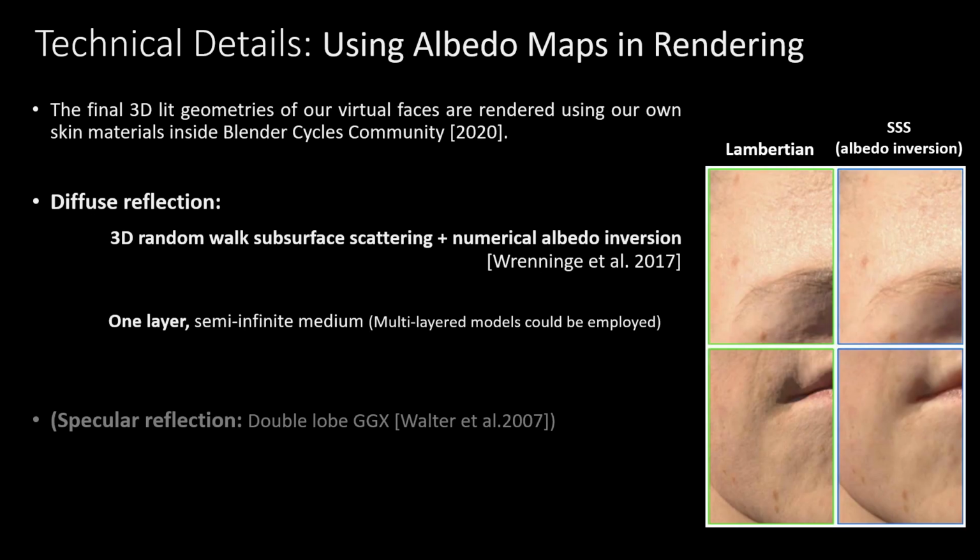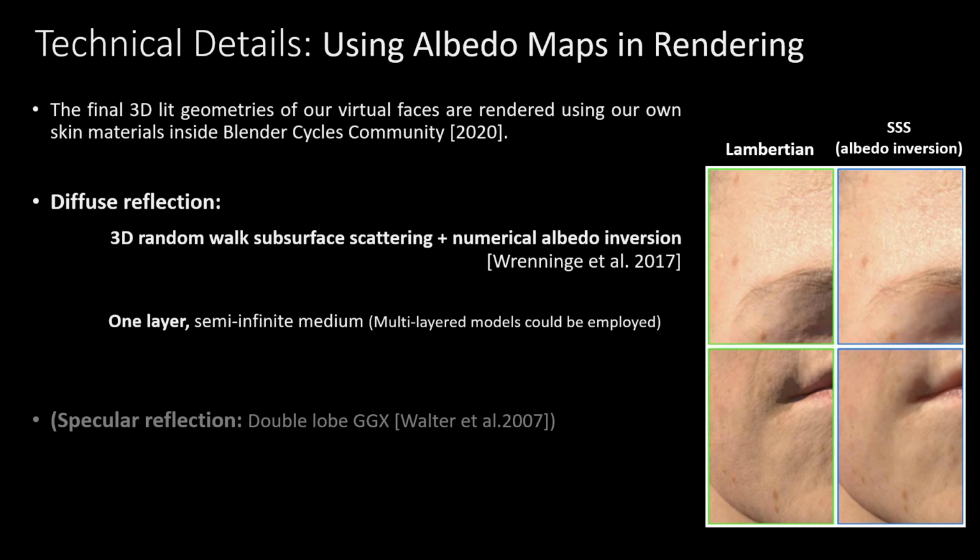Also, the final 3D lead geometries of our virtual faces are rendered using our own skin materials inside Blender Cycles. For the diffuse component, which is the focus of this course, we use a 3D random walk subsurface scattering solution that relies on numerical albedo inversion around the mean free path and accounts for the anisotropy factor g. The model is single layer at this point, with dermis and epidermis combined as a semi-infinite medium. Multi-layer models could be employed, for instance directly consuming the chromophore estimations, but these are out of the scope of this course.